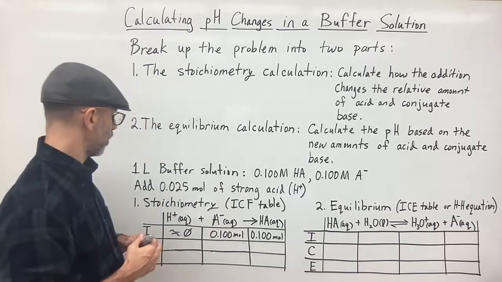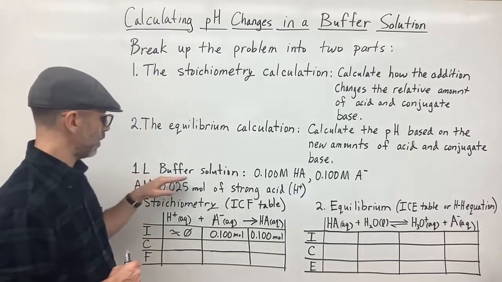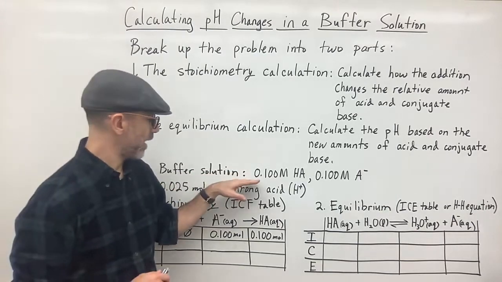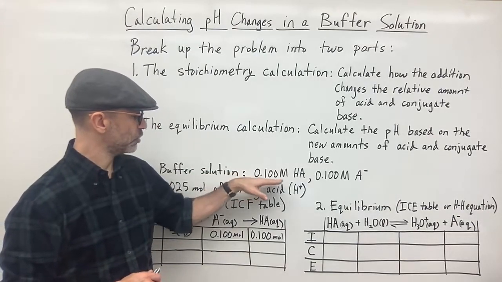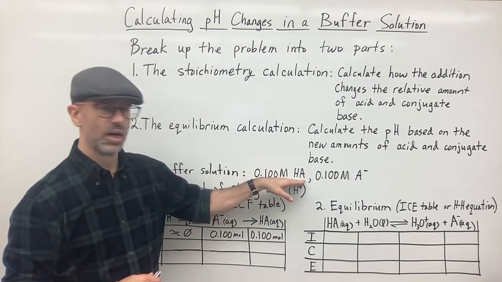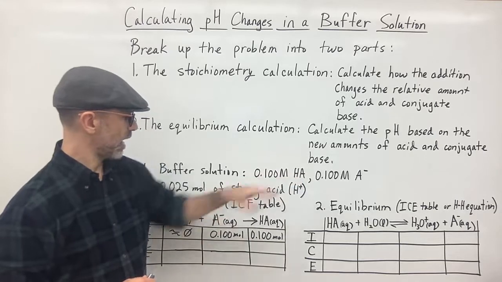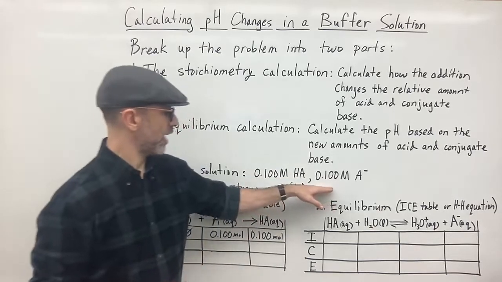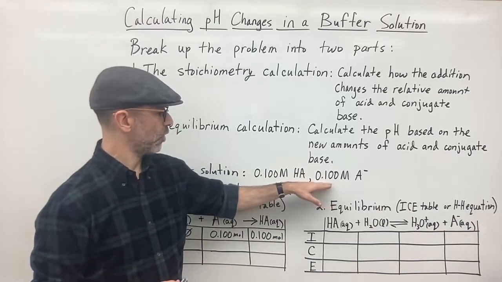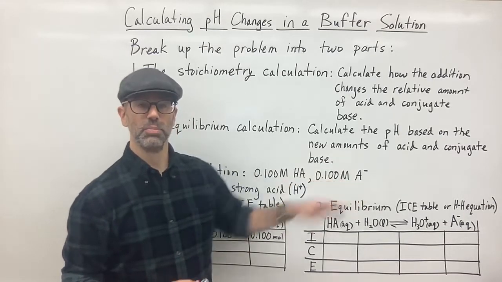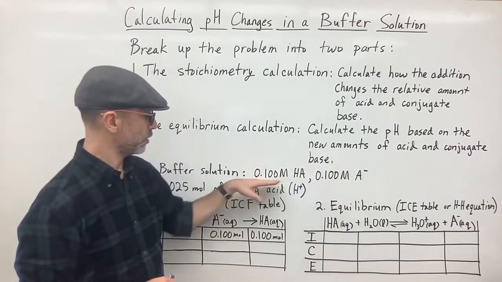So here, let's start with a 1 liter buffer solution. I have a 1 liter buffer solution, and here I have a 0.100 molar solution of my weak acid. So I have a generic weak acid here. And along with that, mixed in is a 0.100 molar concentration of the conjugate base. So this is my buffer here.